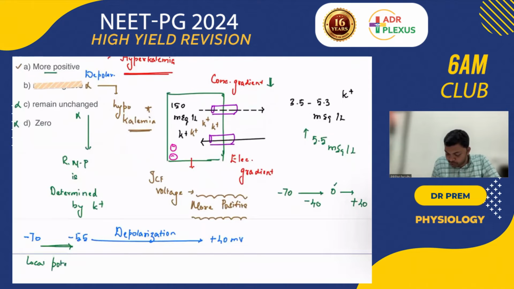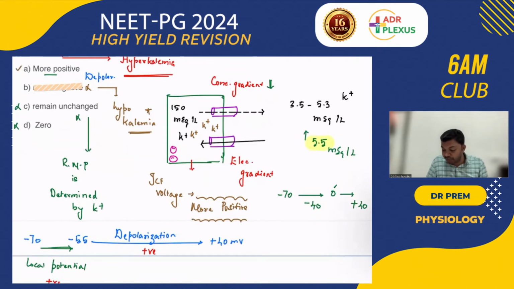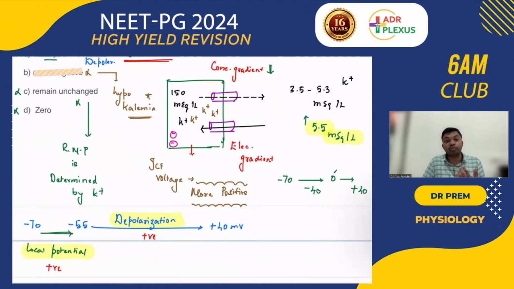This movement is local potential. So when we say more positive cell potential, local potential is also going to be more positive. Depolarization is also going to be positive, but we cannot be 100% sure in hyperkalemia at a value of 5.5 milliequivalents, there will be a local potential or there will be a depolarization. This is something we cannot be sure about. So there is a question mark.